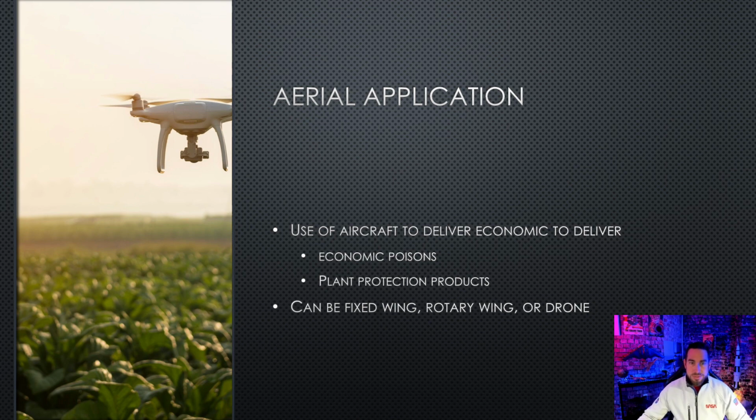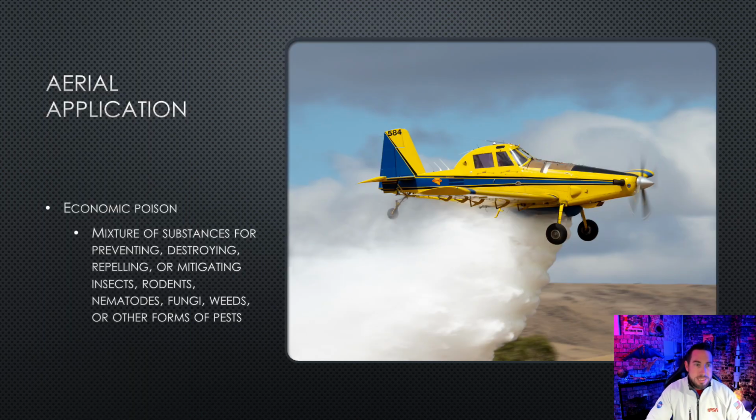So aerial application, this is what it's technically called now. It used to be called crop dusting because back when this originally started, they used dust to dust the crops. Now it's more of an emulsified type of toxic substance, and so now they call it aerial application instead of crop dusting. Basically it describes the use of aircraft to deliver economic poisons, plant protection products, and you can pretty much use anything to deliver this stuff. It can be a fixed wing airplane, rotary wing, which is another name for helicopter, and in some cases you can use drones to deliver these pesticides.